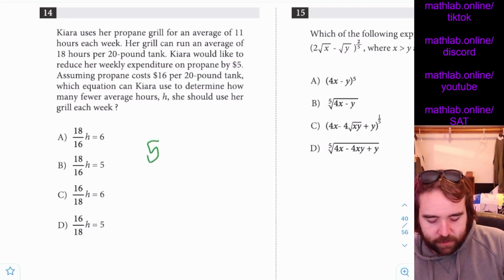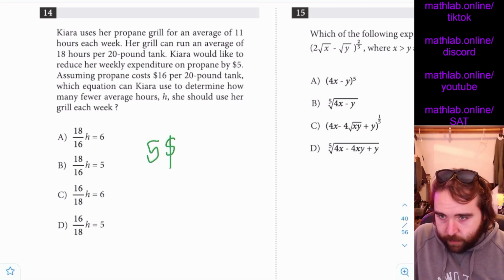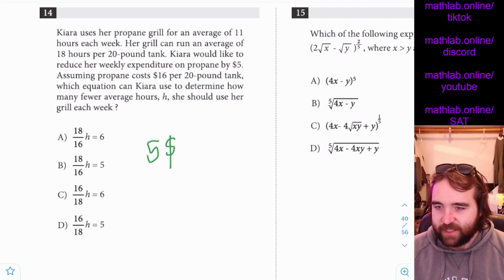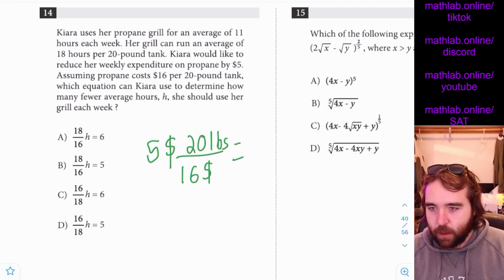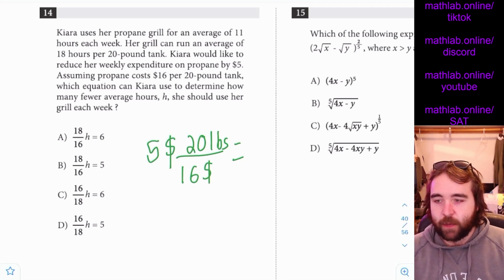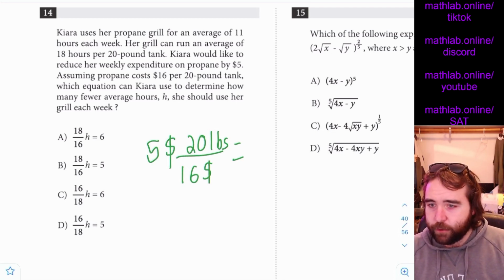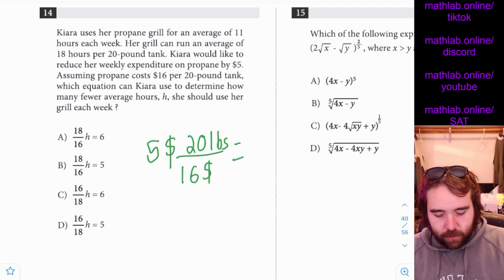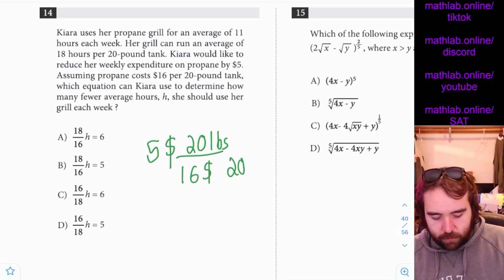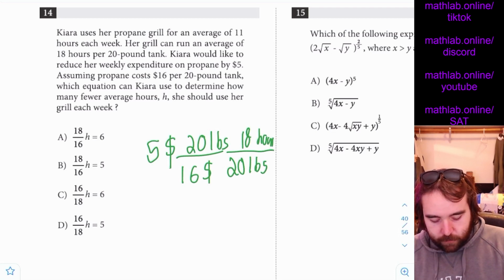So I'm going to think dimensional analysis. Right now she's thinking about $5, and when I'm looking at propane, I'm looking at $16 per 20 pounds. And that should equal H. Oh, no, because that's how many pounds she wants to use. And then we have her grill can run an average of 18 hours per 20-pound tank. So now we go for 20 pounds, it's 18 hours, and that should equal H.